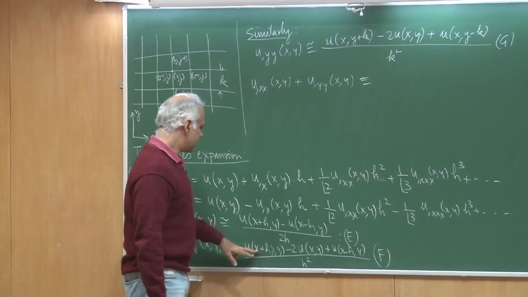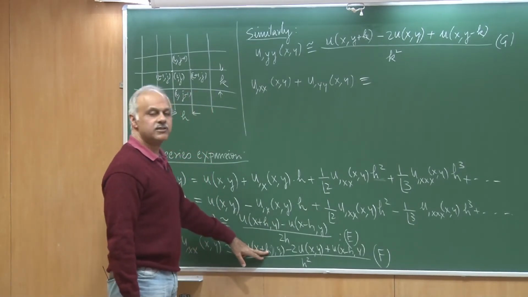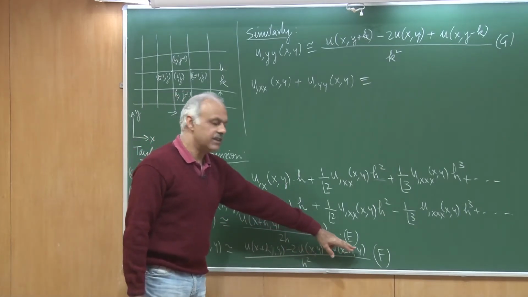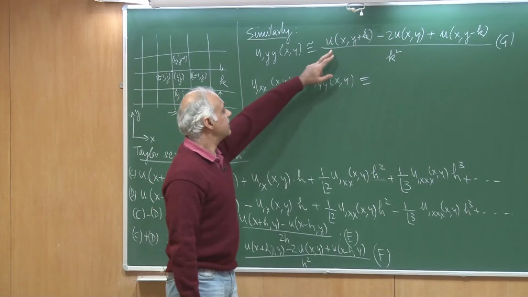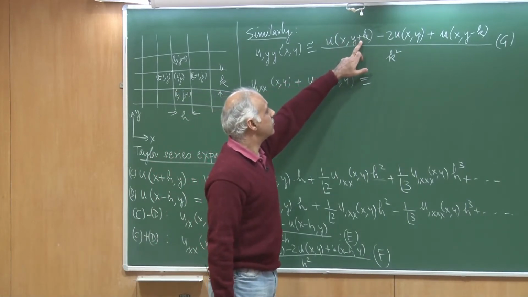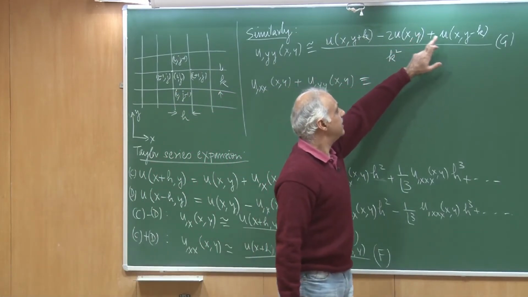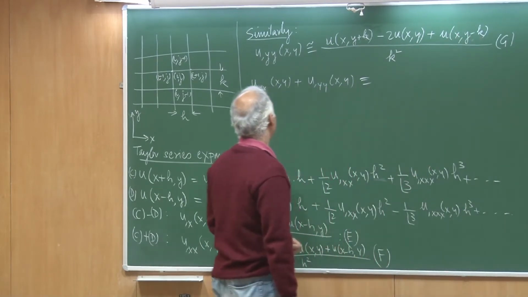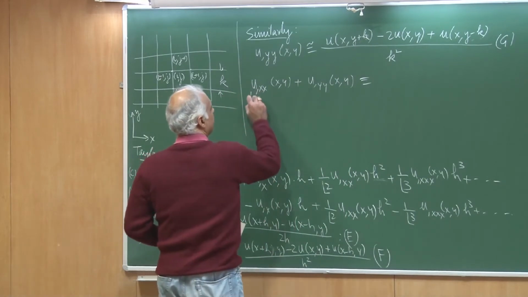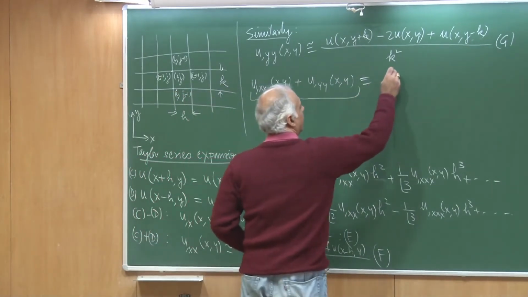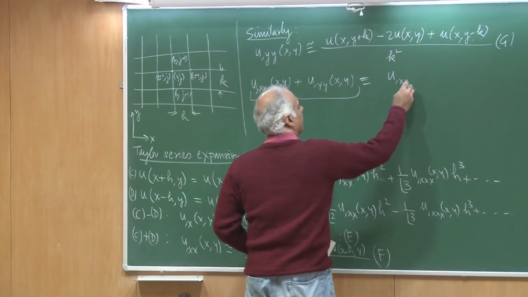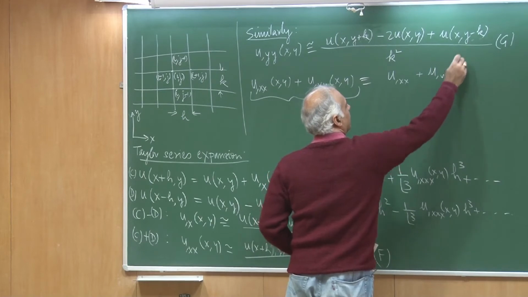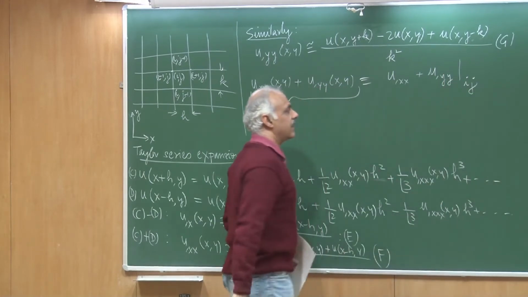So, let me use now the notation that we have formulated here. I will replace this x plus h as i plus 1 j, this would be i j, this is i minus 1 j. Likewise, this quantity would be i j plus 1, this is i j, and this is i j minus 1. Okay. So, this here actually corresponds to u comma xx plus u comma yy, but evaluated at ij, this whole quantity.